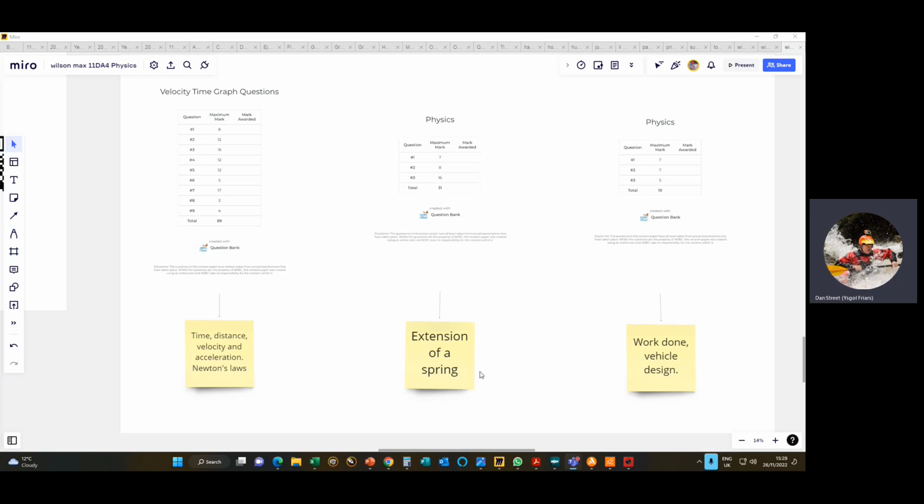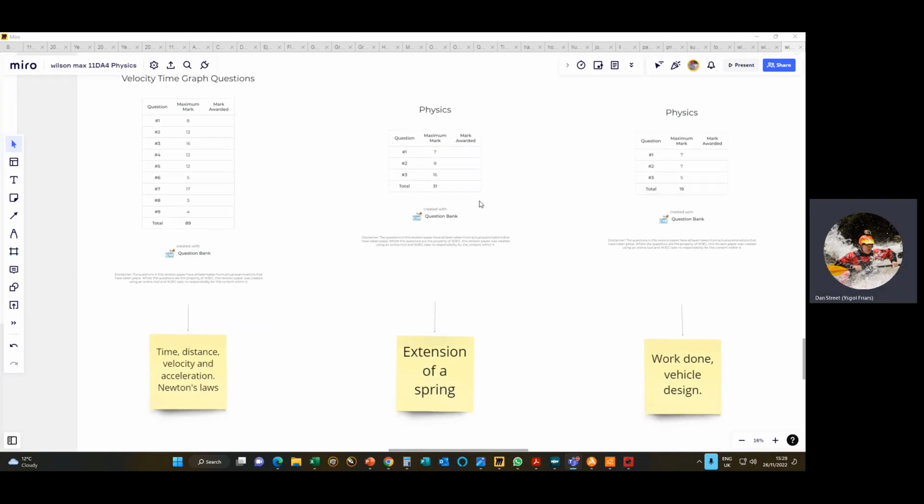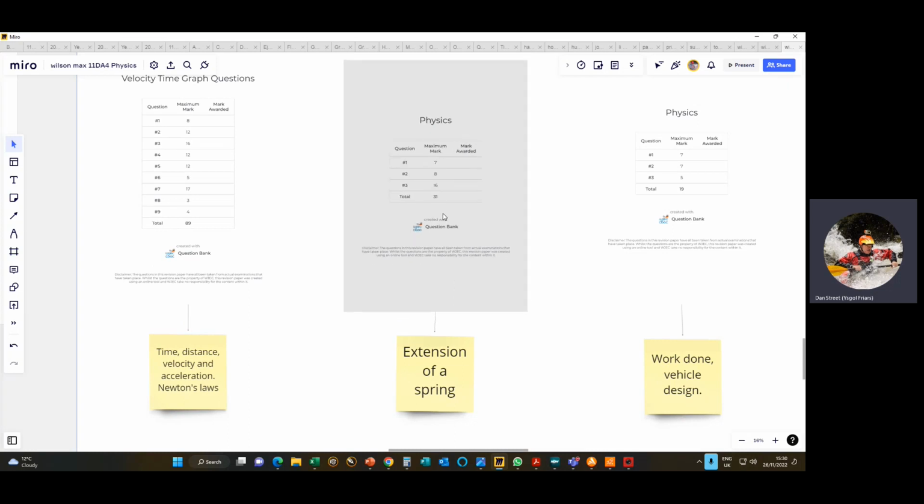So this paper here is about extension of a spring, and this is the one I'm going to go through shortly. And these questions here are linked to work done and how we design vehicles to try and prevent them causing injury to the drivers. That's all to do with transferring the work done in a crash away from the passengers and drivers and into the vehicle itself. So this is the document we're going to look at, and it's the one that's got 31 marks, and you probably were given it in your lesson on Friday the 25th, although I wasn't there, so I can't verify that.